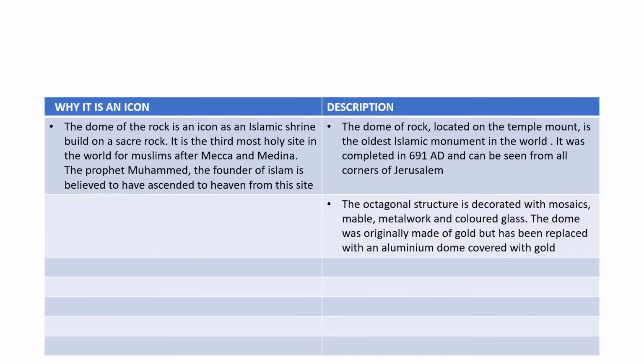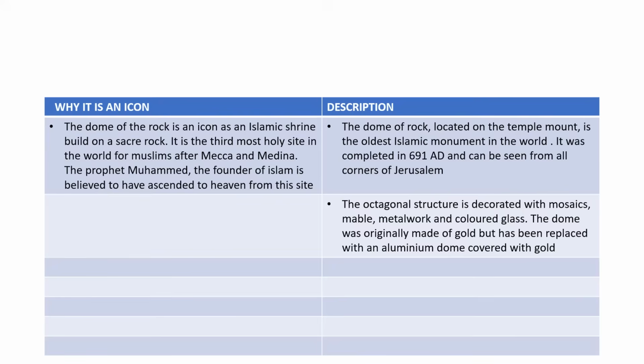Why is it an icon? The Dome of the Rock is an icon as an Islamic shrine built on the sacred rock. It is the third most holy site in the world for Muslims after Mecca and Medina. The Prophet Muhammad, the founder of Islam, is believed to have ascended to heaven from this site.